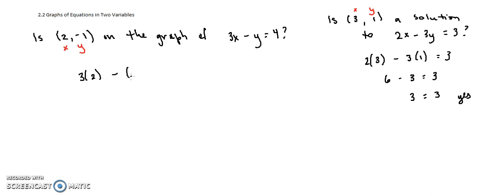So 3 times 2 minus a negative 1 is equal to 4. So 3 times 2 is 6. Minus a negative 1, remember that's the same as adding a positive. So is 7 equal to 4? No. So no, it is not. It's not on the graph, and it's not a solution. Okay, so that's just a little bit of terminology. I know you guys know how to plug in a value and see if the answer is true. So this is just a little difference in the way that we're phrasing the question.